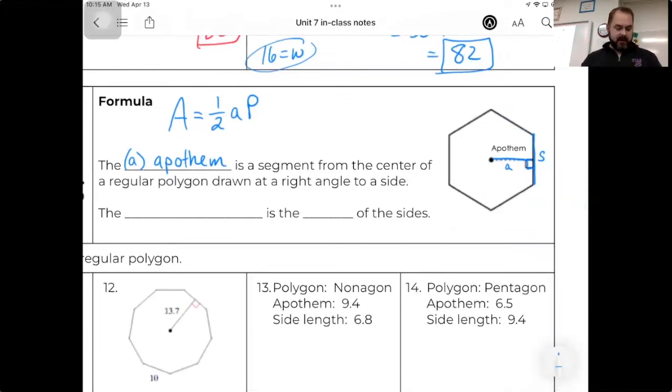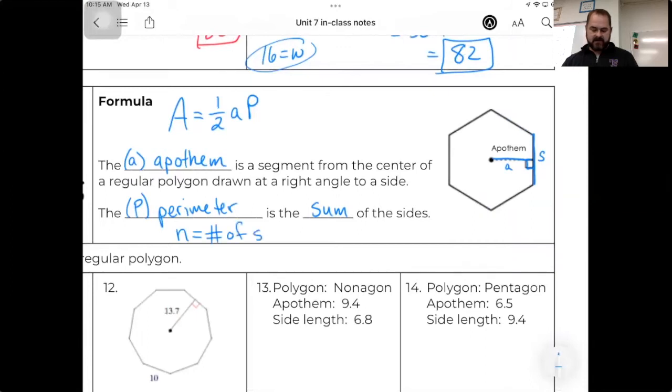But then the capital P, you probably know, stands for perimeter. Okay, and remember, perimeter is just the sum of the sides. Now, here's how we're going to calculate perimeter. If I know the number of sides, so let's say n is the number of sides, and s over here is our side length, the perimeter is that side length times the number of sides. Okay, so we can use that.